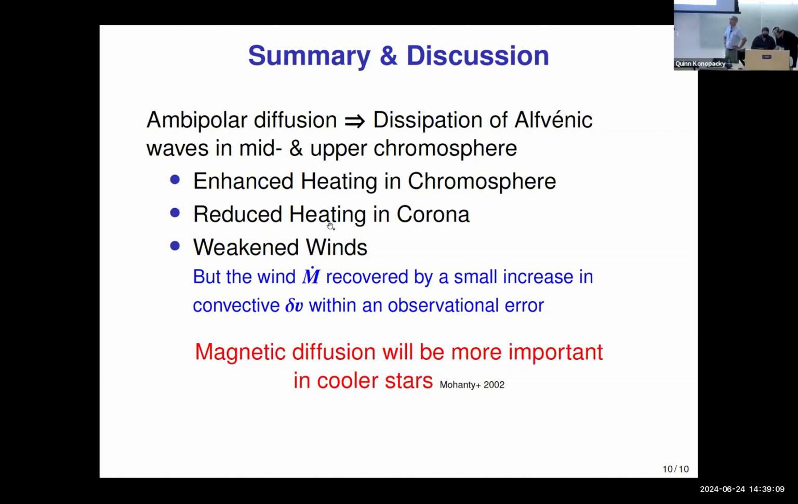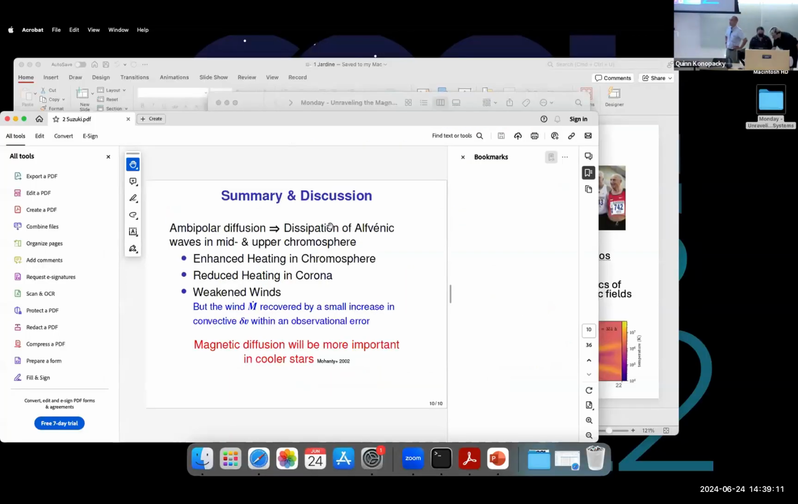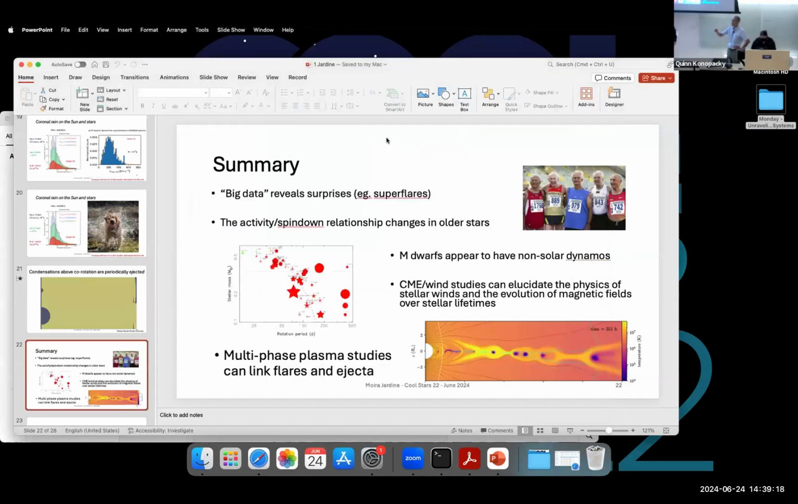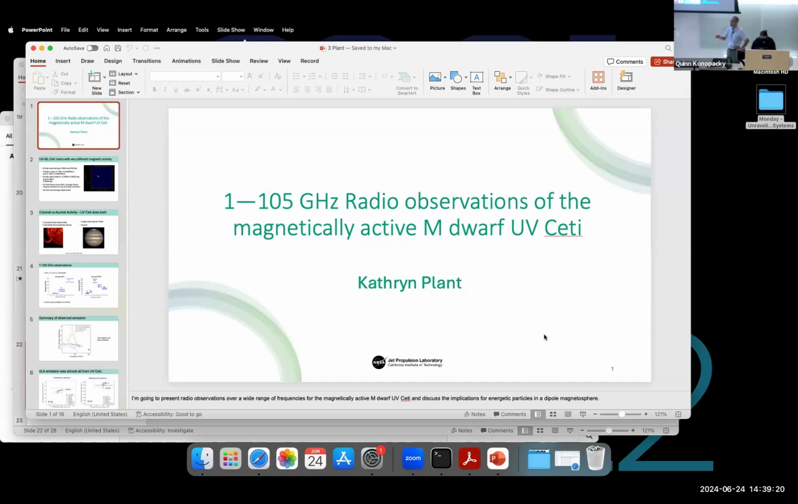Right. But the ambipolar diffusivity is proportional to B squared. Therefore, a stronger magnetic field will accelerate magnetic diffusion by ambipolar diffusion. So, yeah.